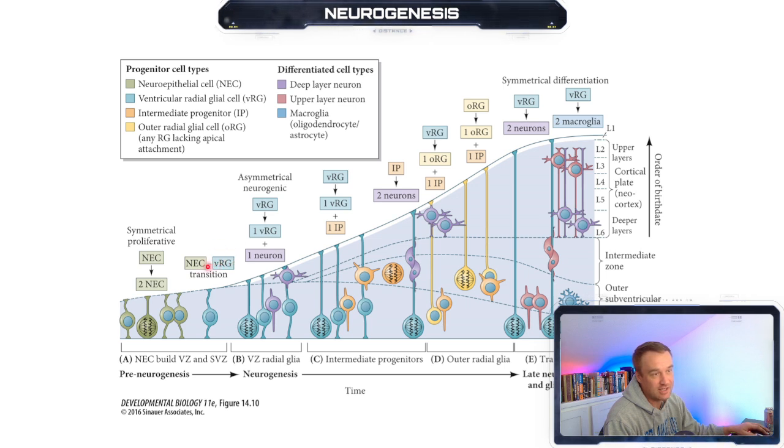So we've got these ventricular radial glial cells here. Now those ventricular radial glial cells will reproduce and form another radial glial cell and a neuron. These purple cells, right? These are deep layer neurons. Those neurons will become, up here, cells in the cortex, right? Okay.